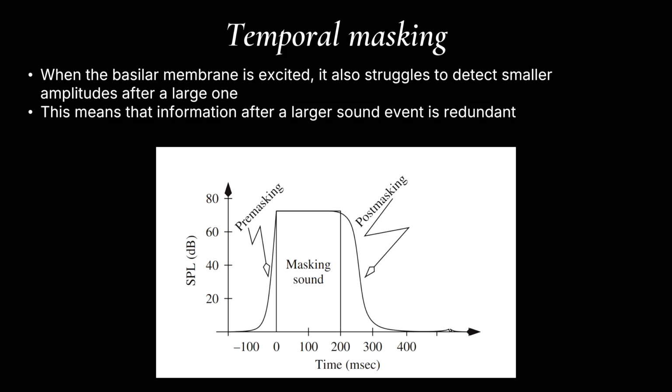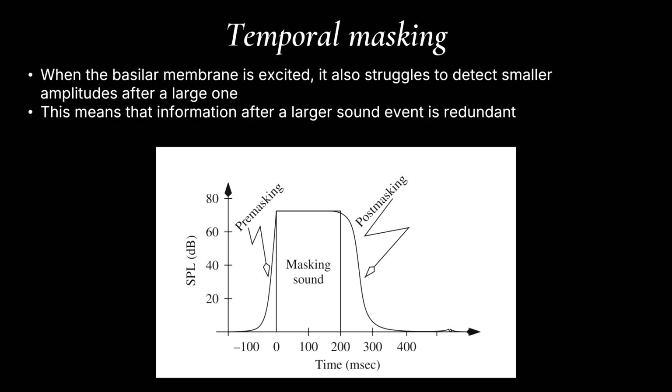So that allows us to have an area that we call temporal masking. So we've got post-masking happening. A loud sound happens, and then after that, we lose a bit of the ability to hear essentially anything that's happening. And that gives us a window that we can use to reduce data further.